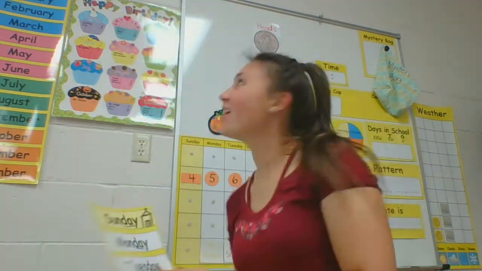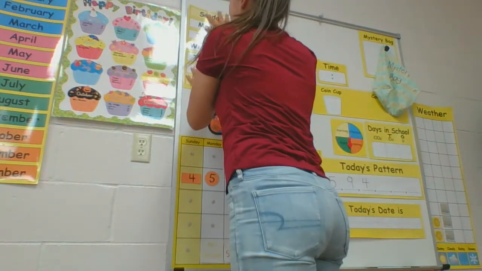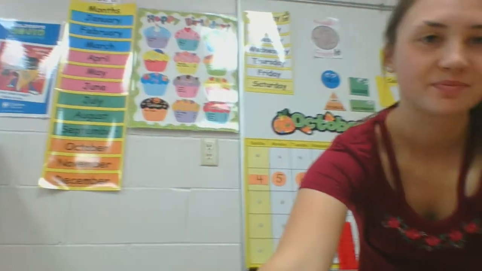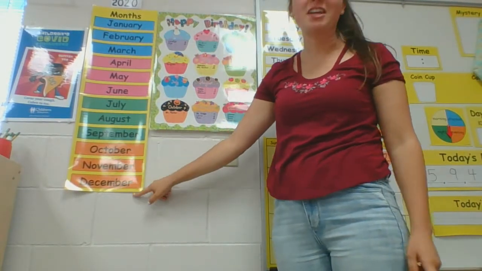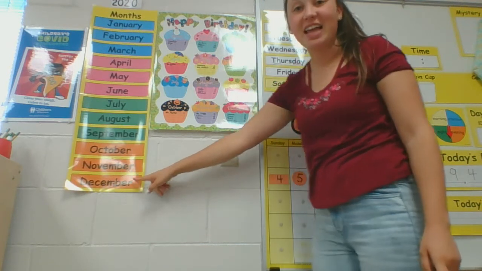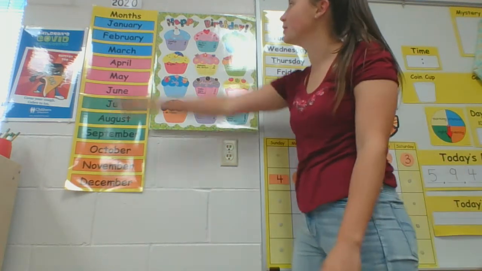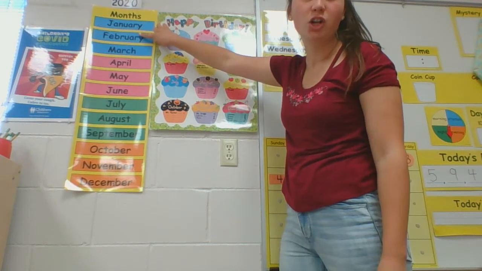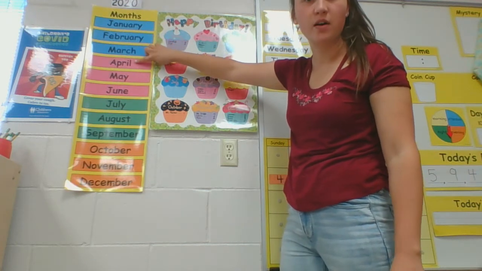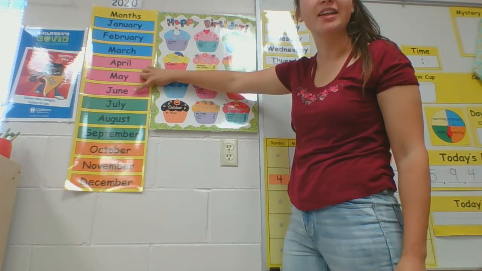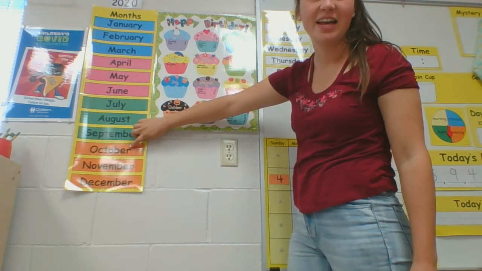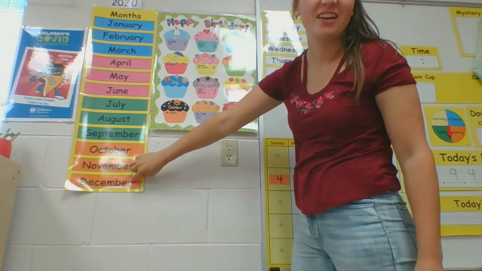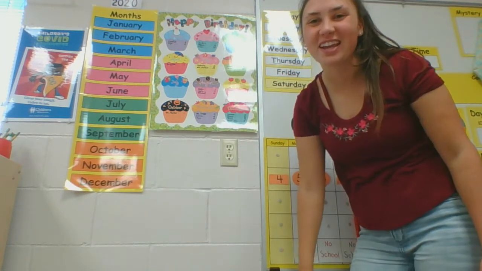All right. Let's talk about what month it is. Ready? We have how many months in a year? Do you remember? Let's count today just for fun. Ready? 1, 2, 3, 4, 5, 6, 7, 8, 9, 10, 11, 12. 12 months in a year.